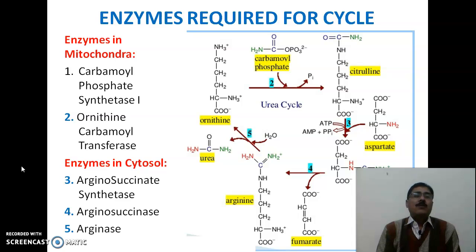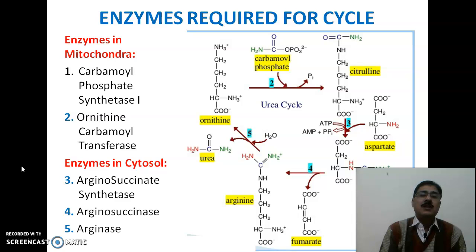So carbamoyl phosphate synthetase and ornithine carbamoyl transferase, these are the two enzymes of the first two stages, present in the mitochondria, as I have told you earlier in the slide that these two reactions actually take place in the mitochondrial matrix, while the remaining enzymes are present in the cytosol, that is arginosuccinate synthetase, arginosuccinase and arginase.